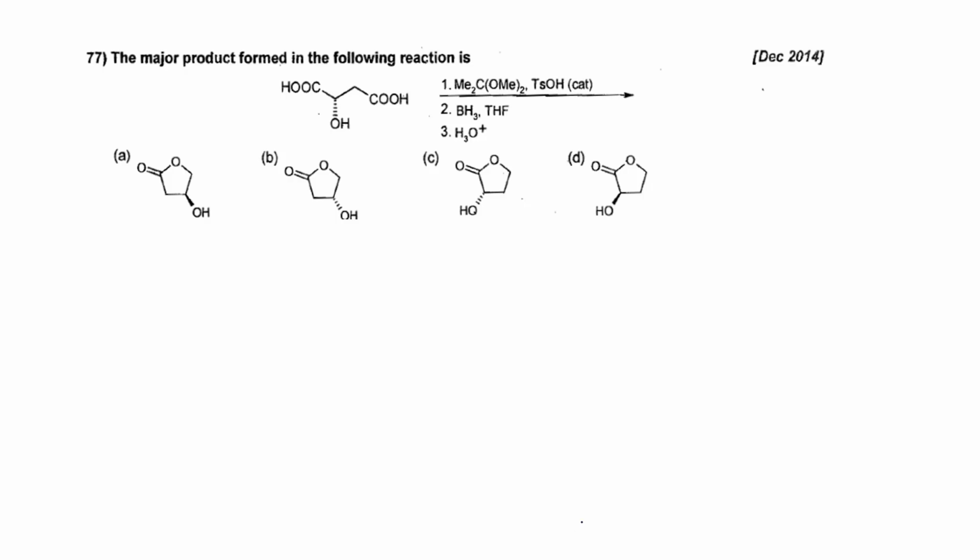So for the first step, I will just give a hint. This is this. So this acid OH can attack this carbon center and remove one OMe from the system.